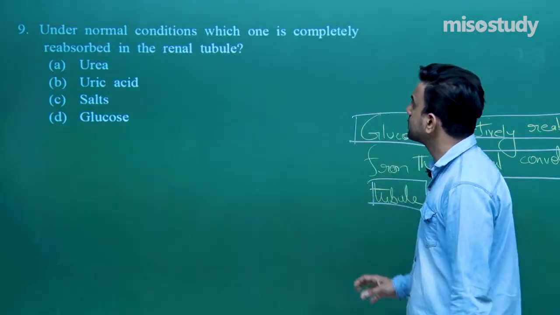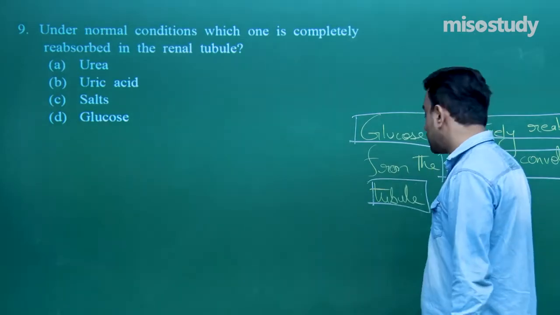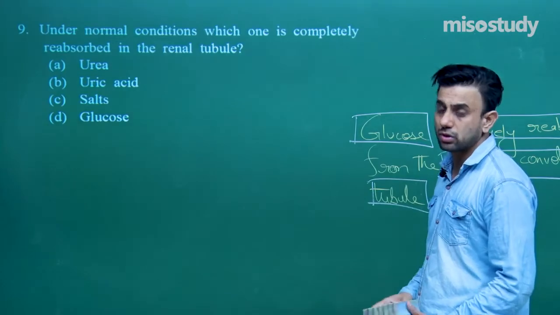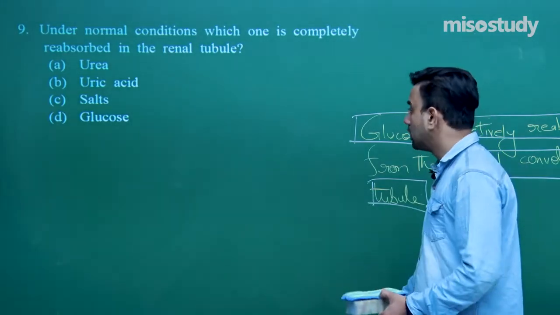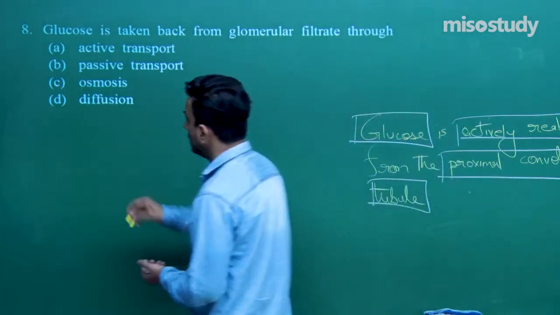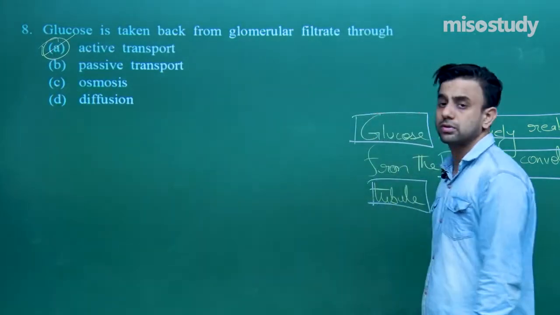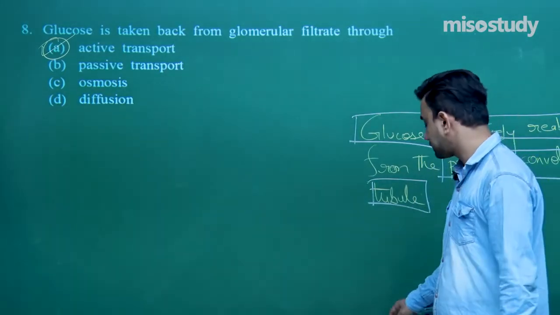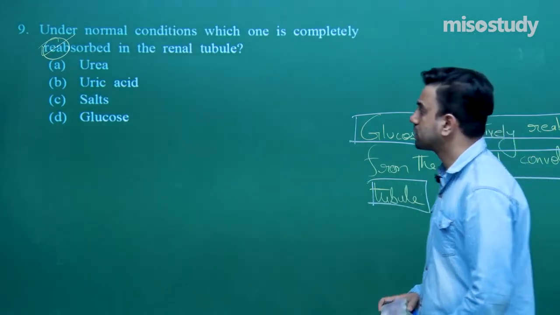Under the normal conditions, which one is completely reabsorbed in the renal tubule? Now, they have asked this also many times, the one which has a high renal threshold is glucose, and glucose will be completely reabsorbed. I didn't mention this: this is the active transport. So glucose is taken back from the glomerular filtrate through active transport in the proximal convoluted tubule. Right. We come back to this under the normal conditions.